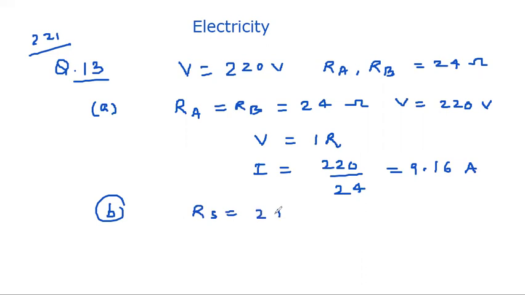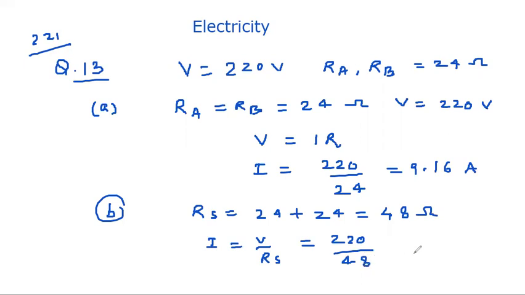Now case B, when two resistances are connected in series, so R series will be the sum of the two. So 24 plus 24, that is 48 ohm. In this case, I will be V upon R series, and that is 220 divided by 48, which will give 4.58 ampere.